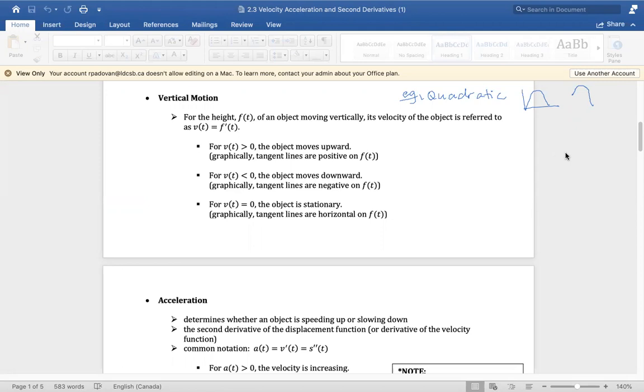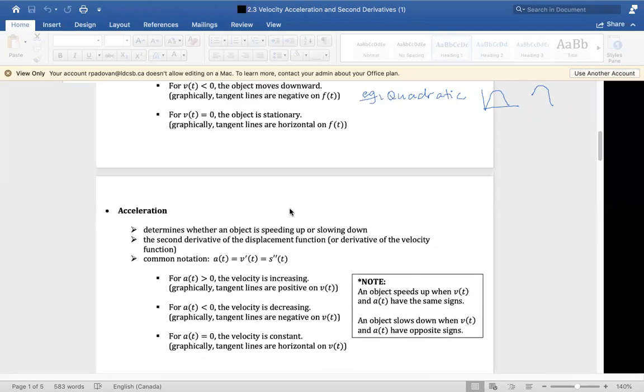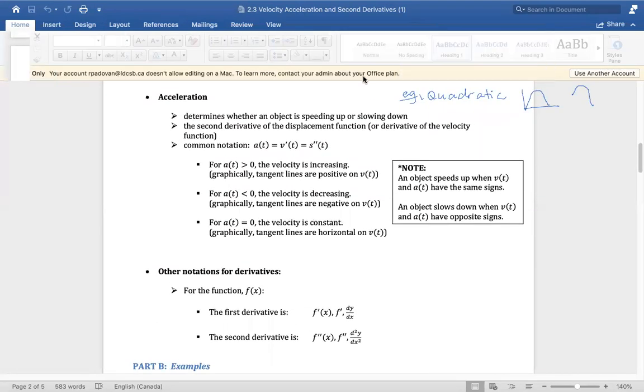Okay, let's look at acceleration. Acceleration will determine whether the object is speeding up or slowing down. So we're not just talking about motion, but let's say you were driving 50 kilometers an hour in the city in the car. Speeding up would be pushing the gas pedal down, right? It's not just talking about the fact that you're moving, but that you're speeding up, acceleration. Or the opposite of acceleration, slowing down, would be slamming on the brakes, right?